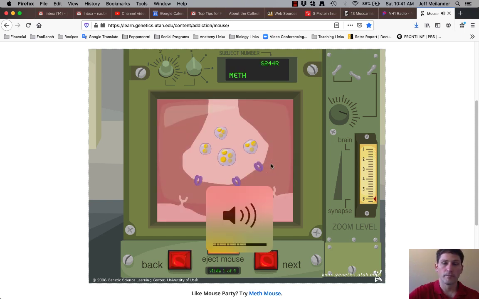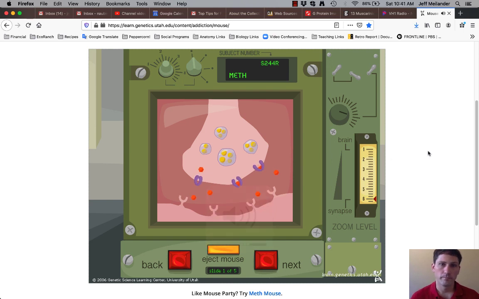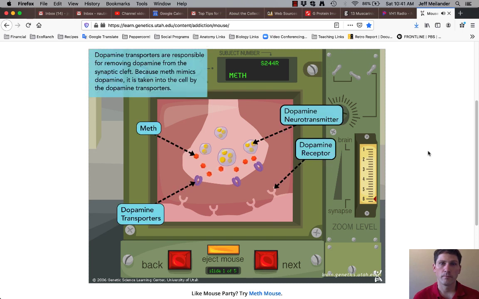Dopamine transporters are responsible for removing dopamine from the synaptic cleft. Because meth mimics dopamine, it is taken into the cell by the dopamine transporters.